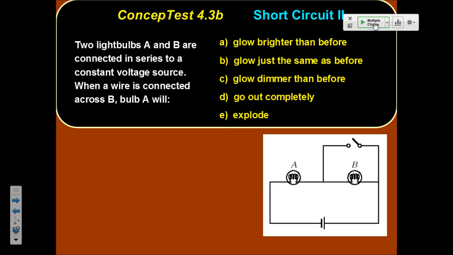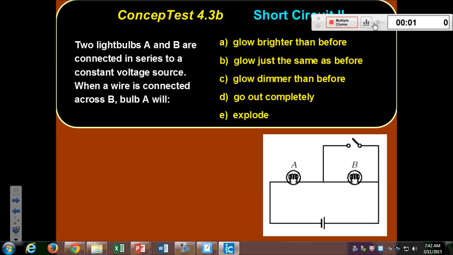All right, two bulbs are connected in series to a constant voltage source. When a wire is connected across bulb B, bulb A will do what? That means if I take this wire and I close this switch so that this wire is there, and so bulb B is effectively removed from the circuit. So what happens then to bulb A if I take out B and replace it with a wire? Does it glow brighter, glow just the same, glow dimmer, go out completely, or does it explode?